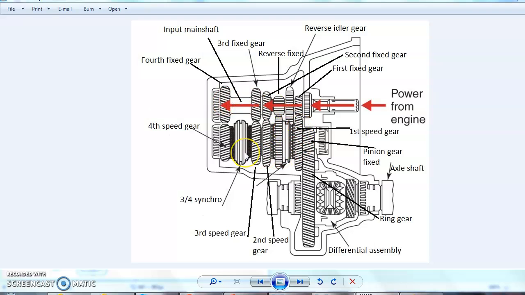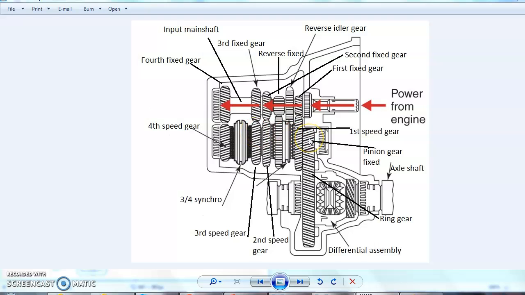These guys underneath are our speed gears. I have my first speed gear and my second speed gear, and I have my 1-2 synchronizer. If I slide over here, locking this gear in place, I've now created a power flow: through my input main gear, into my first fixed gear, into my first speed gear, into my synchronizer sleeve, into the hub, through the splines, and into this piece right here, which is called the output shaft.